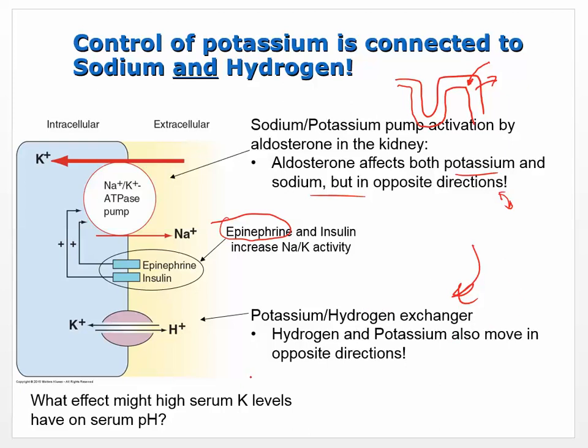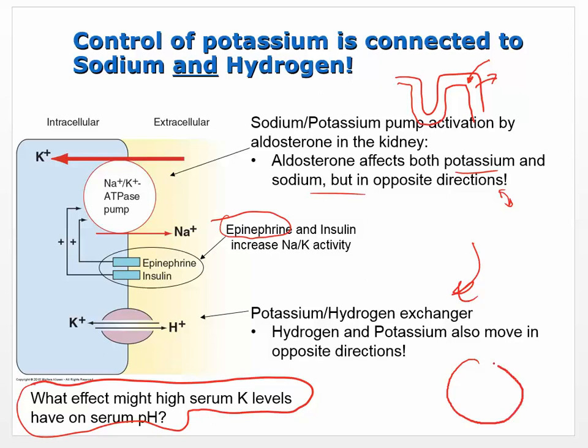This question is kind of important: what effect might high serum potassium levels have on pH? Well, if here's a cell and we have high serum potassium, then potassium, remember, will move into the cell. Guess who gets booted out at the same time? Hydrogen. Now, if we have a buildup of hydrogen, what's that going to do to our pH? It's going to lower it, because pH is weird and backwards. So high potassium levels can cause acidosis. They can cause your pH to fall and become more acidic.